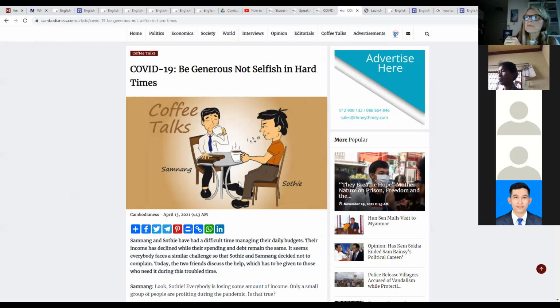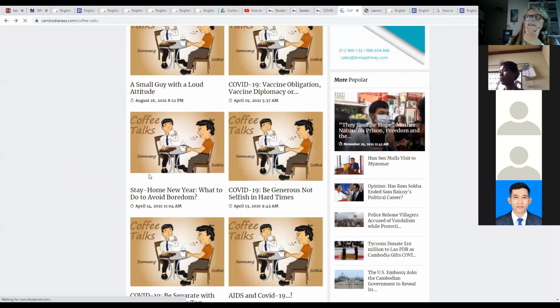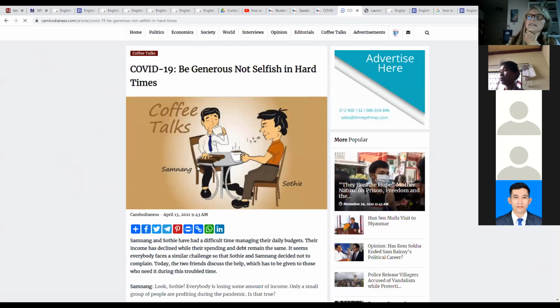Why do we see Samang and Sophie? Why do we see them here again? Wherever we look, it's always them. And here, instead of having a different picture, they put the same picture. But why? So we found one reason. Can we think of another reason?